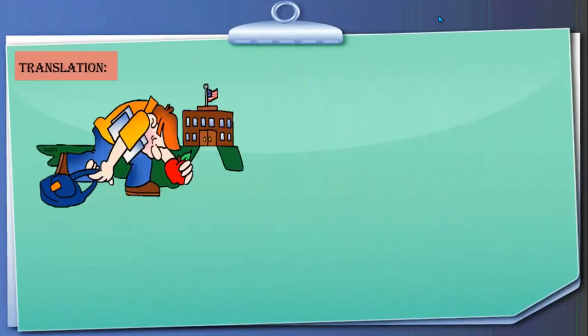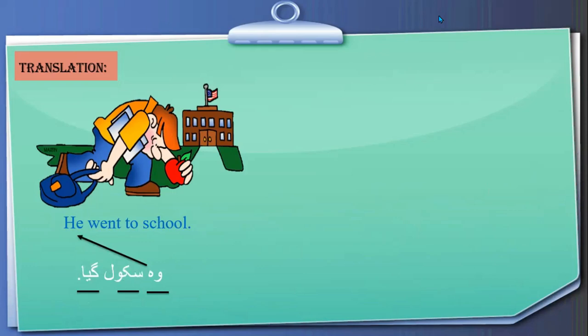Here are translations. He went to school. How are we going to translate this sentence into Urdu? वो स्कूल गया, या ये भी कह सकते हैं कि वो स्कूल गया था. As we make its translation, first we translate the subject as wo, he, gaya, went, and the object, school, at the end. So this is the way we are going to make translations from Urdu into English.